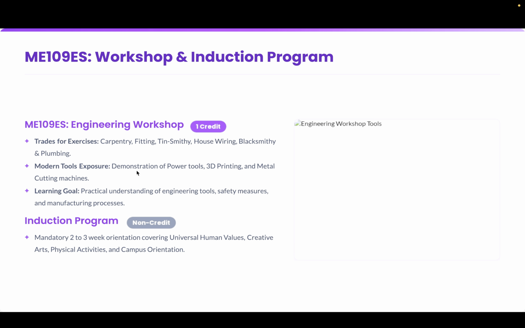And there is one more thing, which is the induction program, and it is a non-credit one, a mandatory 2 to 3 weeks orientation covering universal human values and creative arts, physical activities and campus orientation. See, I have kept this at large because most of you guys are having the induction program right now, and it takes 1 to 2 weeks where they do these things to increase the bonding between the students, and this is so crazy because you will see all your friends for the first time and you can decide whom to make your friends.